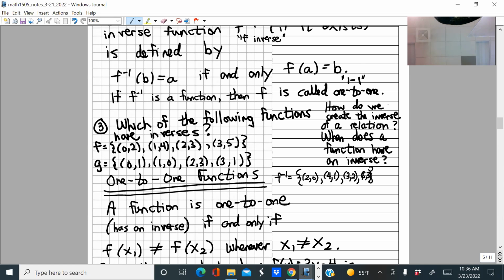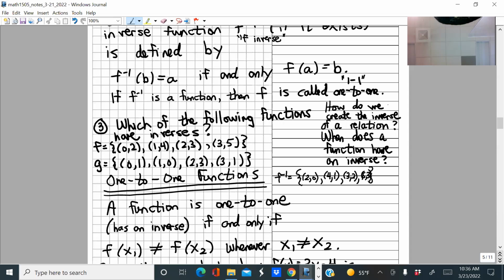Let's see, is f inverse really a function here? Remember, in a function, you cannot repeat what? You cannot repeat x's. So do we repeat any x's here? There's 2, 4, 3. What's this one? 5. Yeah, so no x's are repeated. All right, so there it is. There's the function f inverse.